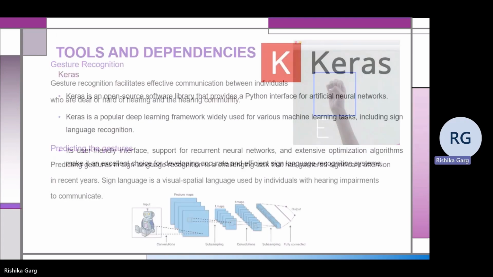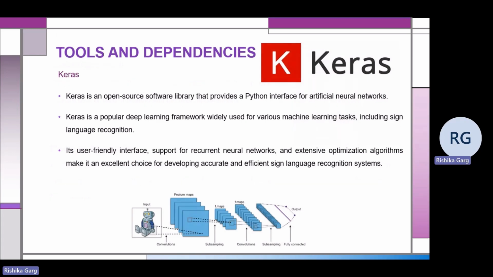So for building the model, we have used the following tools and dependencies. Keras, which is an important library in our project. It provides us with a deep learning framework. And from this, we have used convolutional neural network. It is a very dynamic library and it has provided us with extensive functions.